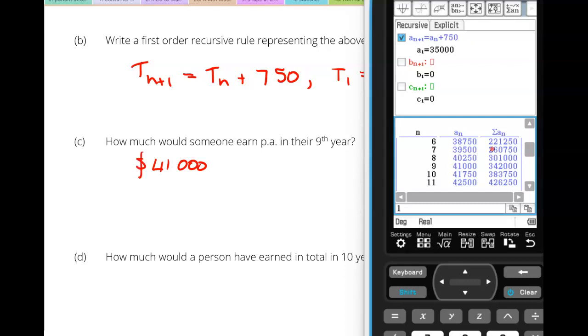So 41,000 in their 9th year, and then over a total of 10 years, remember the sum column next to that sequence. So that would be 383,750. So straight off the calculator, reading that information.